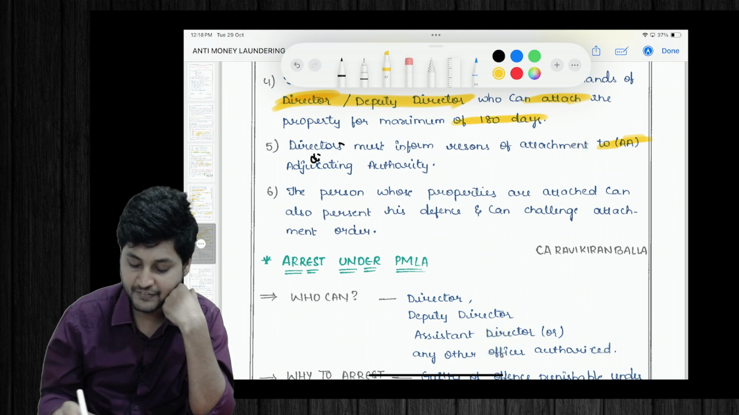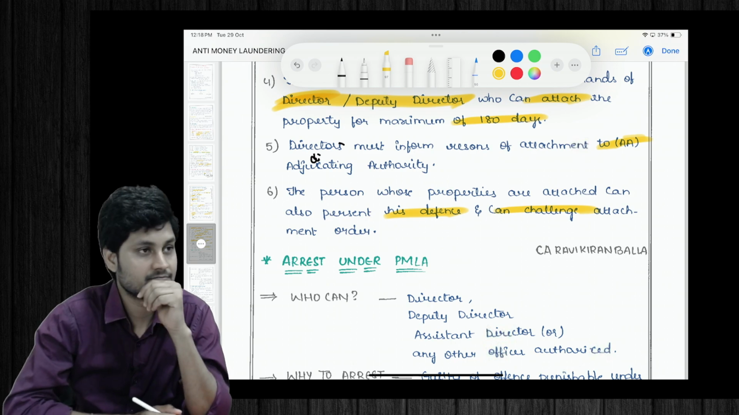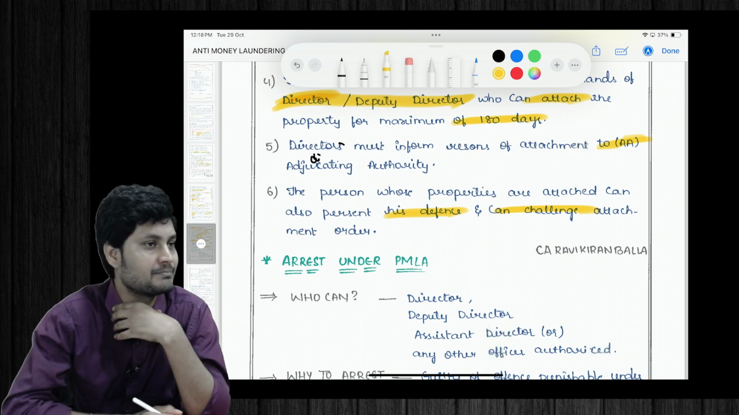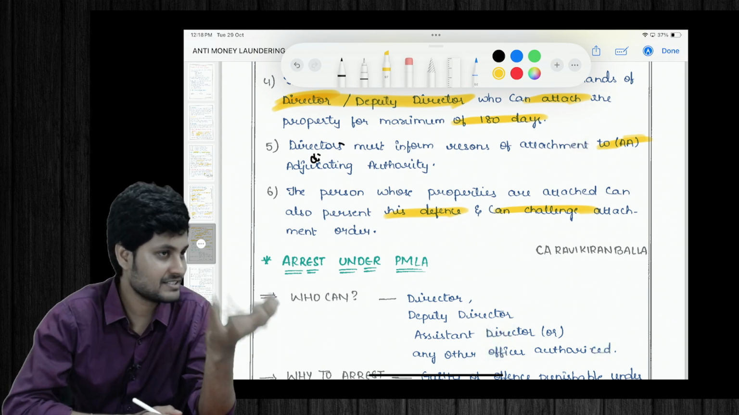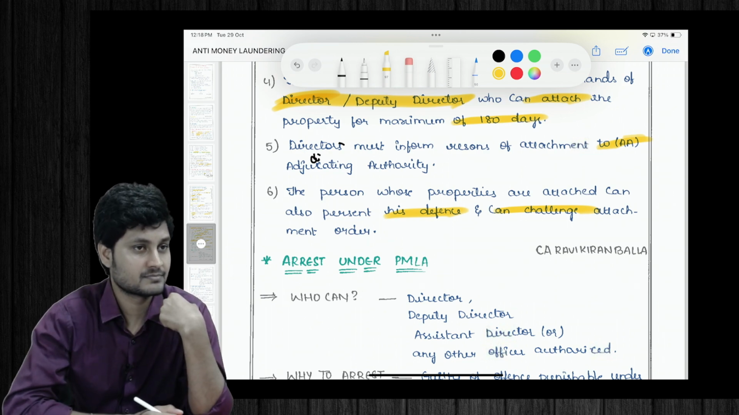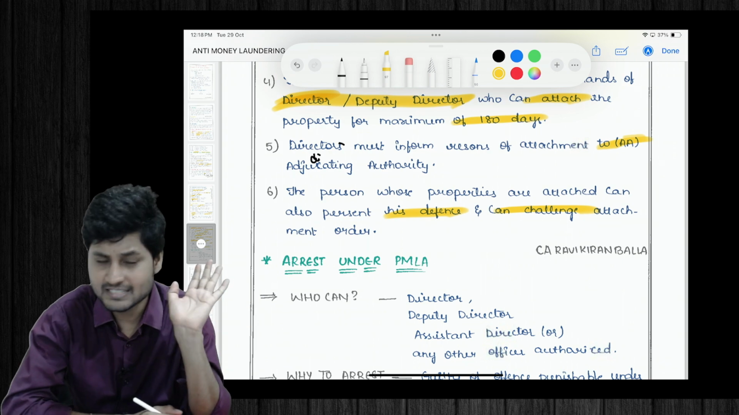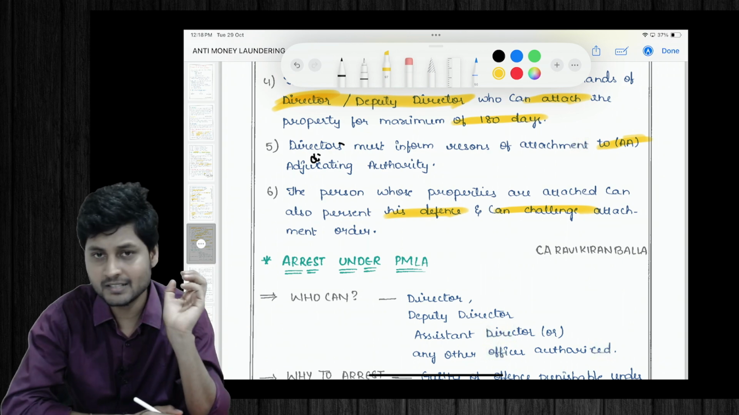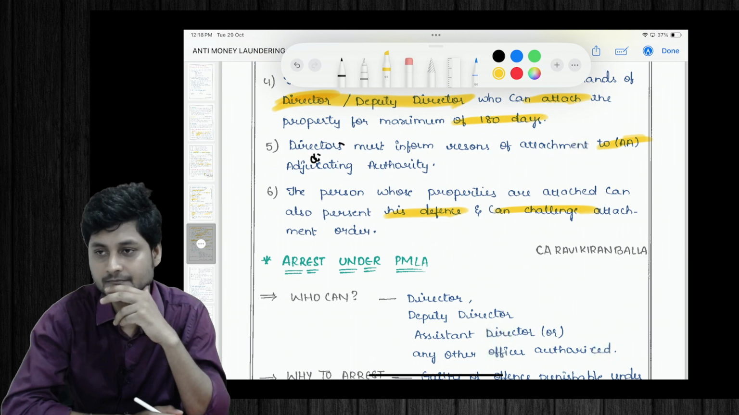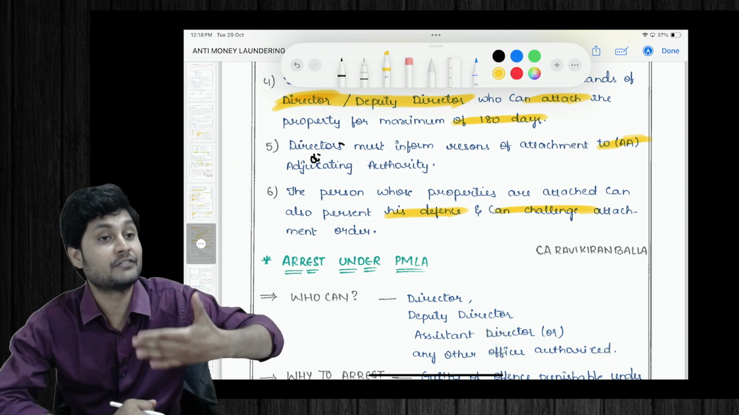The persons whose property are attached can also present his defense and can challenge the attachment order. What does it mean? Say I am an innocent person. There is a criminal proceeding which is instituted, which is commenced, and the director attached my property. Now I can have the defense proceedings. అంటే దాని మీనింగ్ ఏంటి? I can say there is no crime which is committed by me. I can keep a lawyer and I can represent myself before the court, adjudicating authority.